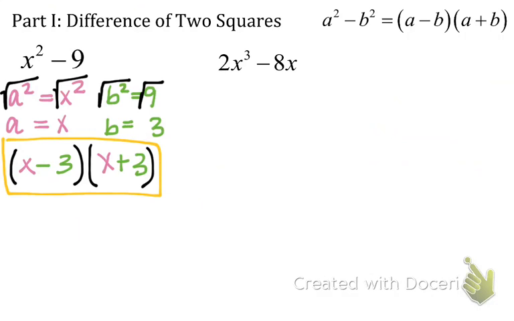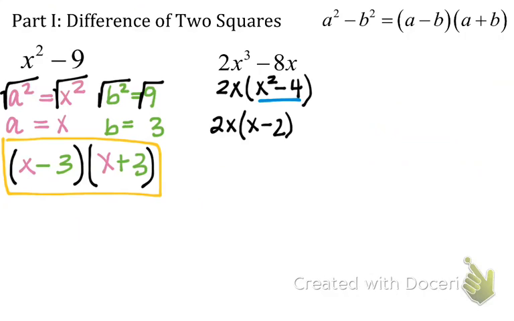Let's try one more. If we factor out our GCF of 2x, we're left with x squared minus 4. In this case, our a term will be x and our b term will be 2. So when we factor our difference of two squares, we'll be left with 2x times the quantity of x minus 2 times the quantity of x plus 2. Notice that the GCF just stays out front for your final factored solution.